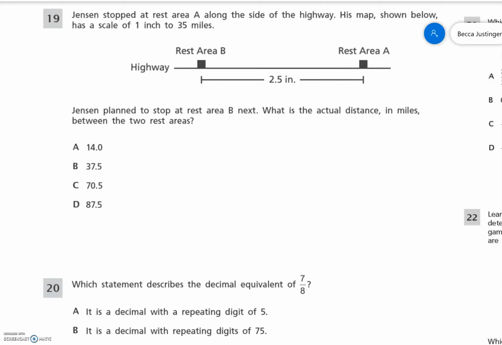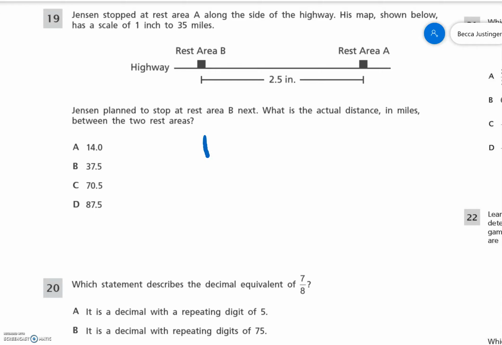Let's start with number 19. Jensen stopped at a rest area A along the side of a highway. His map, shown below, has a scale of 1 inch to 35 miles. Jensen planned to stop at rest area B next. What is the actual distance in miles between the two rest areas?